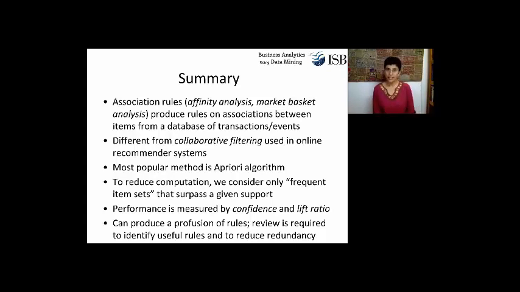Still, we might encounter rules that are there by pure random chance, and therefore we want to make sure that we also take into account our domain knowledge and operational constraints. We also want to remove redundancy by compressing and condensing rules that are very similar or identical. So with this, we close association rules, which was our last unsupervised learning technique.